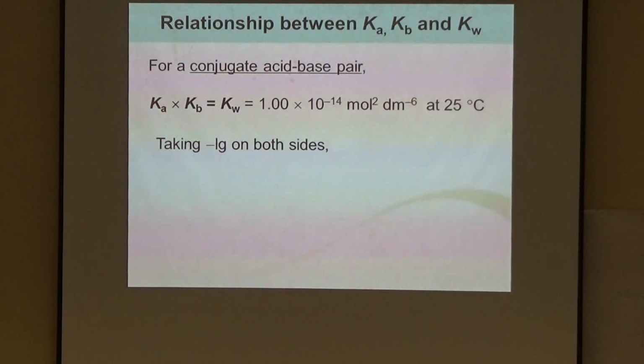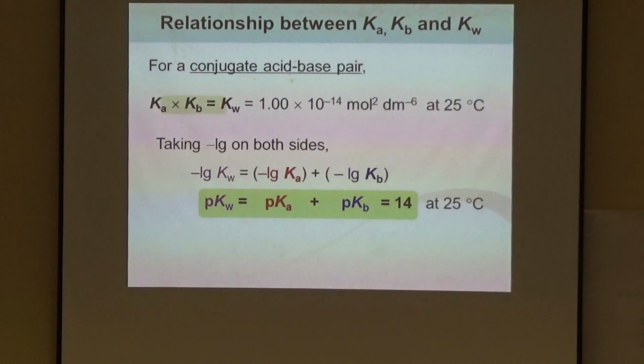You take log on both sides, you get something more interesting, where pKw is equal to pKa plus pKb, which is equal to 14. So pKa plus pKb of the conjugate acid base pair will add up to 14. And that will be useful. So these two results are useful. Now, can you quickly do section 1.5, the B and C?